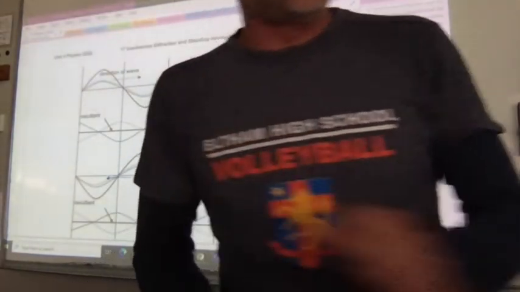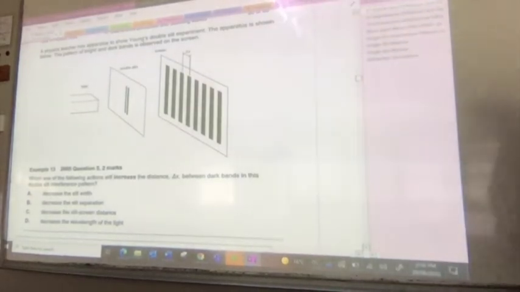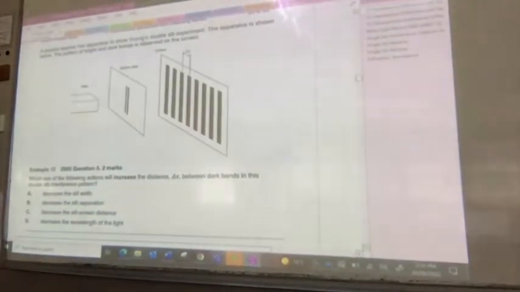So we're going to go to example 13. Below, here we go. A physics teacher has an apparatus to show Young's double slit experiment. The apparatus shown below, the pattern of bright and dark bands is observed on the screen, just like I showed you with my own little laser back then. Which one of the following actions will increase the distance delta x? Remind me, what's delta x again? So the distance between each of the fringes, okay, the bright fringes. That's how the pattern spreads out. That's delta x, okay? So which one of the following actions will increase delta x?